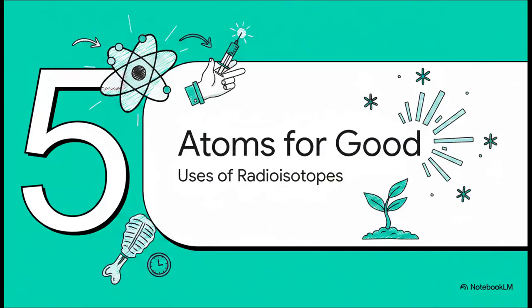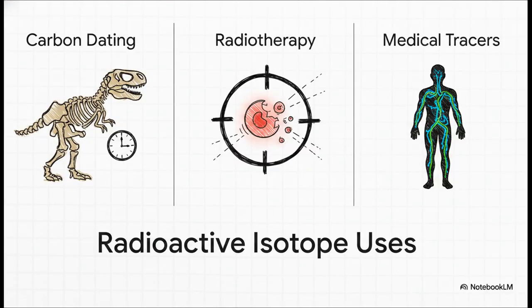Okay, so what? Why are these isotopes even important? Well, some of them, like that carbon-14 we just met, are a little unstable or radioactive. And yeah, radioactive can sound a bit scary, but it turns out scientists have figured out some incredible ways to use these isotopes to help people. For your exam, you should probably know a few of these uses.